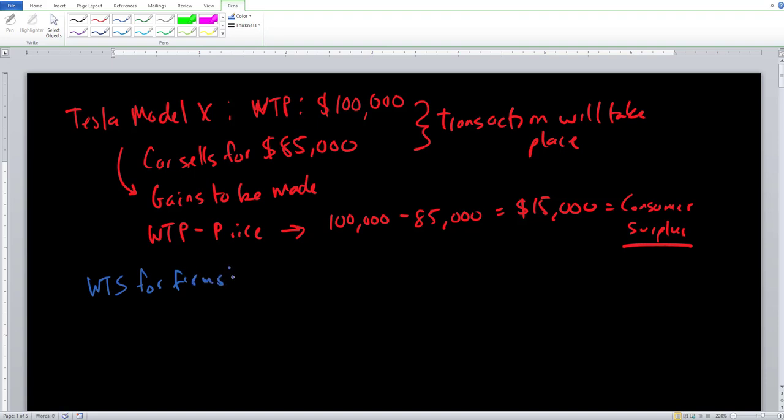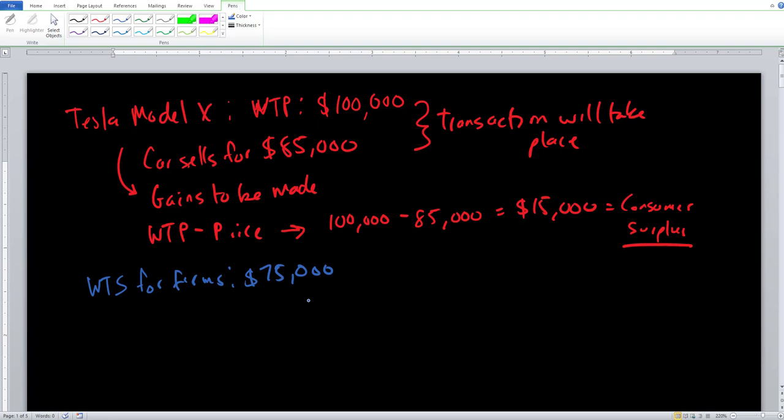Let's say that Elon Musk is willing to let the car go at the low price of $75,000. So if someone actually offered him $75,000 for this car, he'd say, okay, I'd go ahead and sell it. But if someone offered him $74,999, he would say, no, that's not a good deal. The lowest price I'm willing to let it go for is $75K.